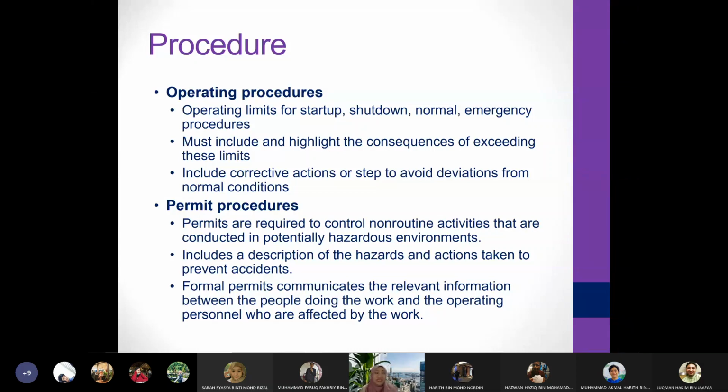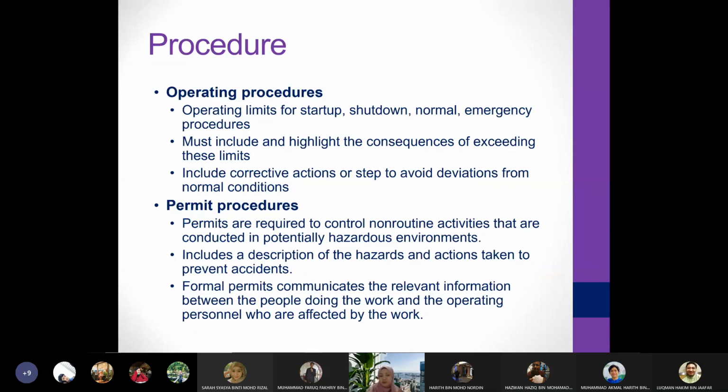Let's say you have a leak in a pipeline. It doesn't happen every day. It just happened at that time. So you need to fix that leak. In order for you to work on it, you need a special permit. In that permit, you have to describe what the hazards are of going there and fixing that leak, and what actions you must take if something bad happens. Okay, because it's a leak, it's hazardous, and anything that happens has to be properly documented.